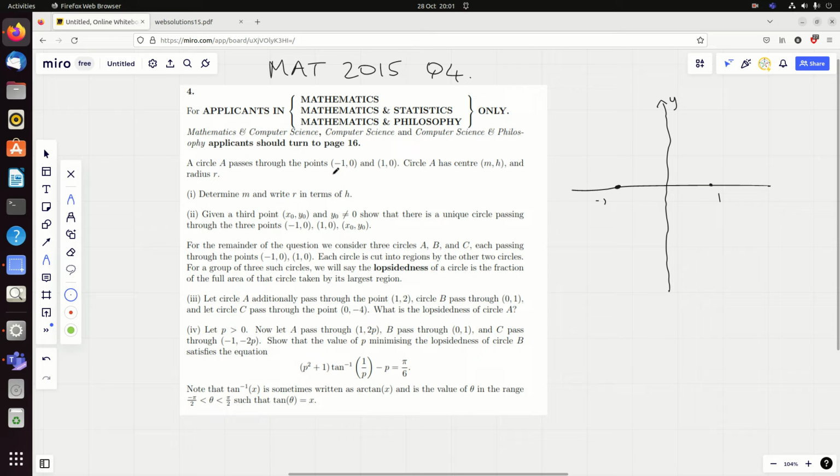We know it goes through (-1, 0) and (1, 0), and you've got to figure out its center and its radius. It says determine m and then write r in terms of h. So it's as if m must be known. Now, just think about it. As soon as I started to draw it, I put (m, h) say there. I can't remember exactly where I drew it, but then I thought, hang on, this isn't really doable, is it?